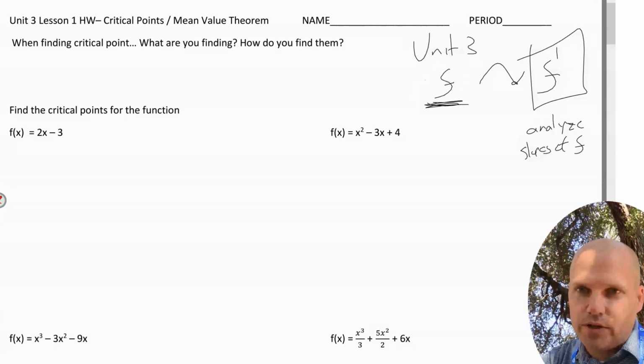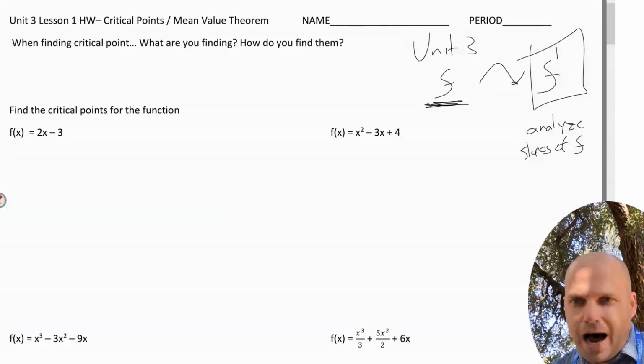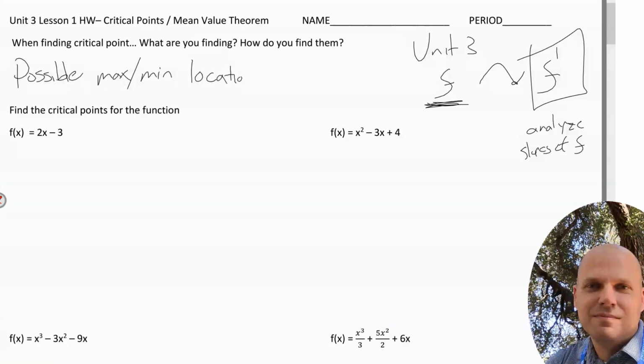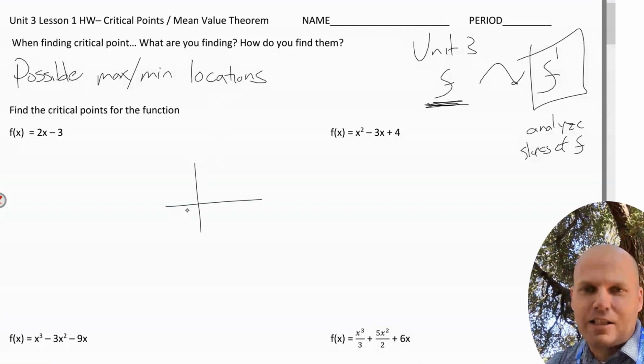We're finding critical points. Critical points are these locations that are possible max-min locations. What do I mean, possible max-min locations? What is a max? What is a min? If a function goes up and down, we have a max. If a function goes down and up, we have a min.